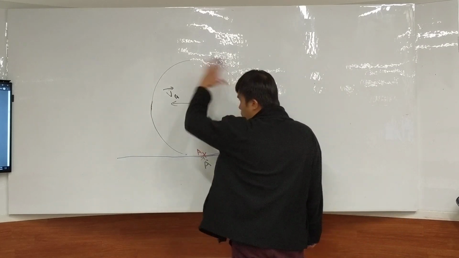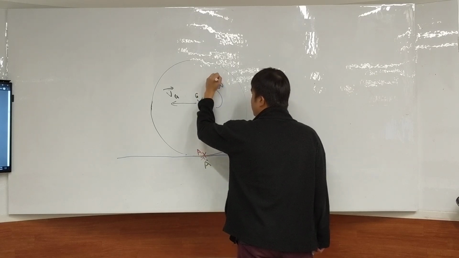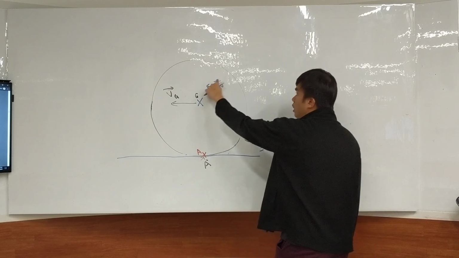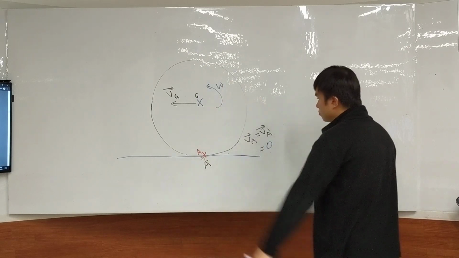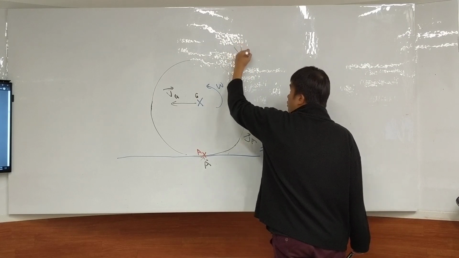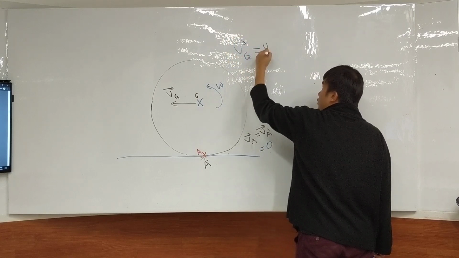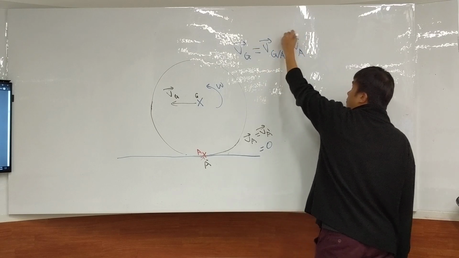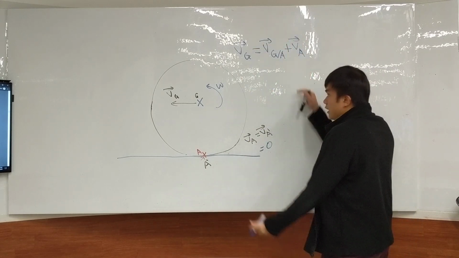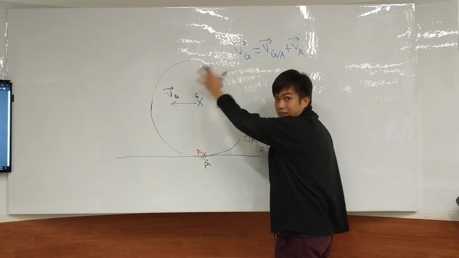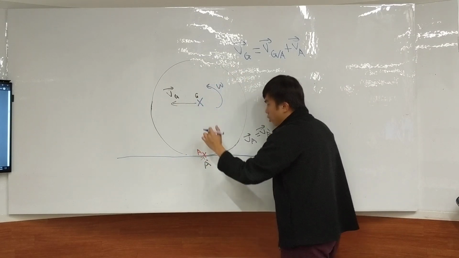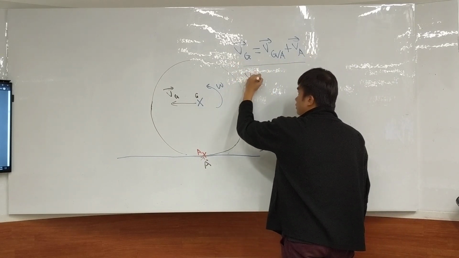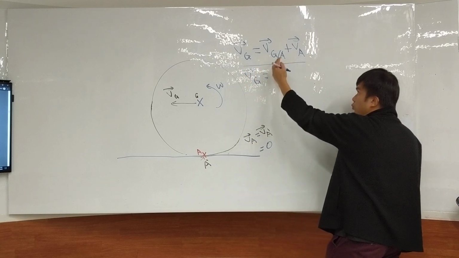And assuming that this whole body is rotating in a counterclockwise direction with an angular velocity of omega, the velocity of G is equal to the velocity of G with respect to A plus the velocity of A, right? Because point A and point G are on the same body, I can utilize this equation.